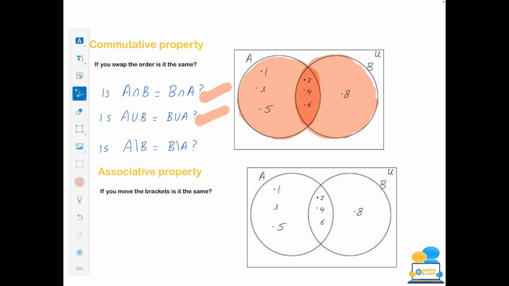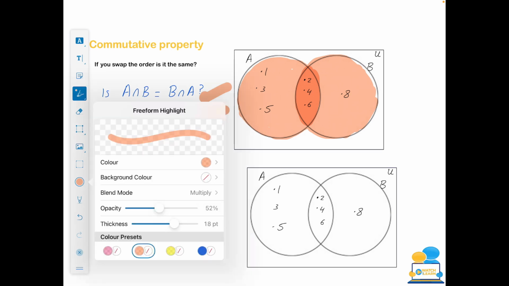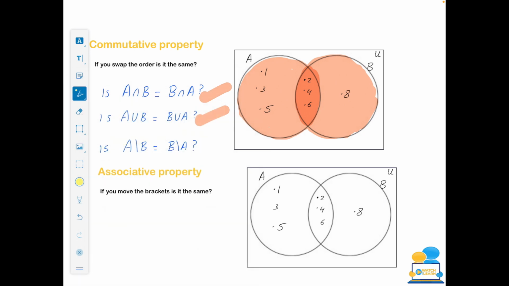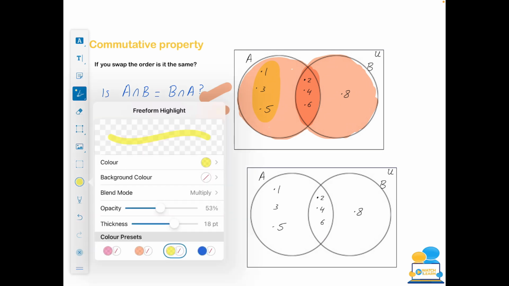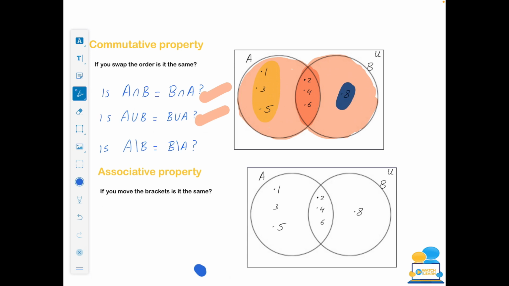Now, the final thing we need to look at is set difference. This is the one that's going to cause a bit of difficulty. The first thing we're going to do is look at A less B. So what's in A that's not in B? It's these here. They're in A, but they're not in B. Is that the same as what's in B, but not in A? Over here, 8 is in B, but it's not in A. So that's what's in B but not in A. Are they the same thing? No. So we can say that set difference is not a commutative property. It doesn't work if you swap the order, but intersection and union do.